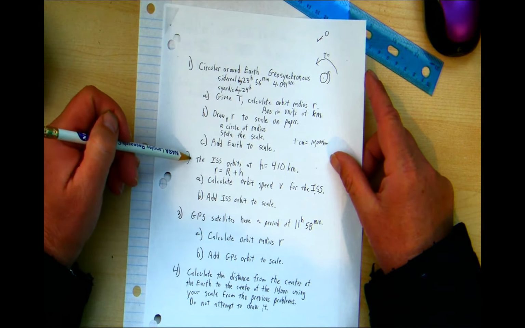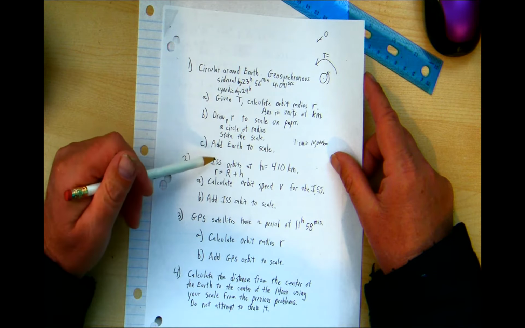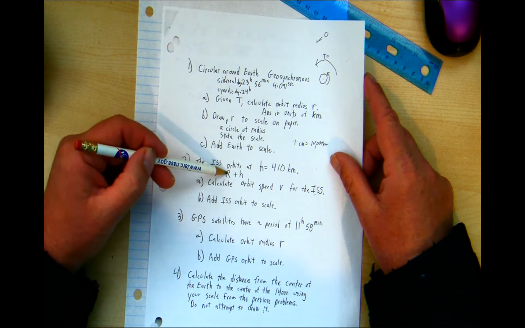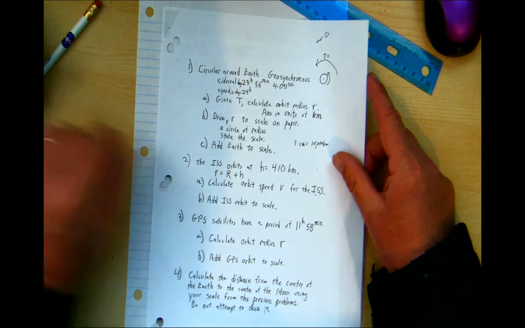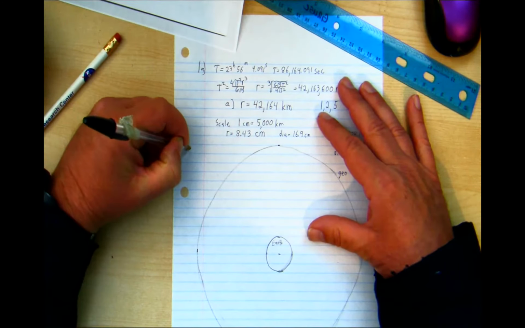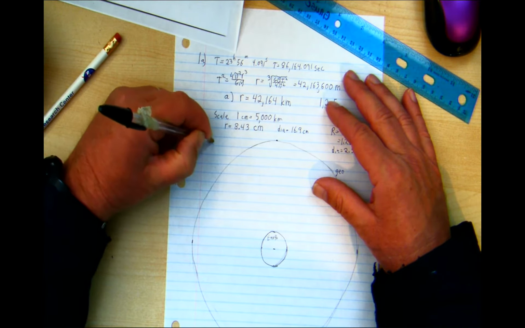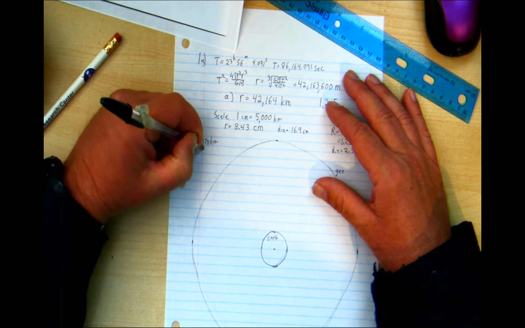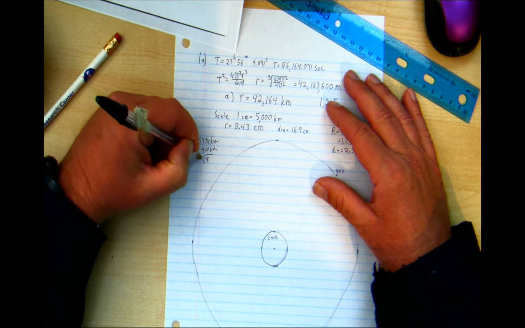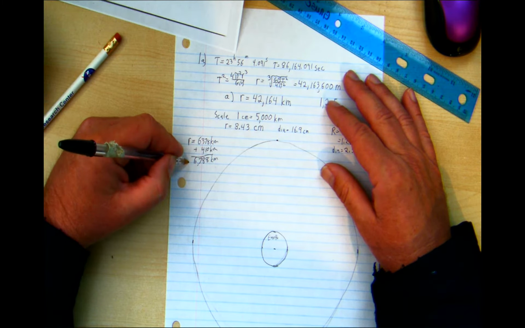Number two, the International Space Station orbits at an altitude of 410 kilometers. Calculate the orbital speed for the ISS, noting that the orbital radius is the sum of the planetary radius plus the orbital altitude. So as far as calculations go, you would say R is equal to 6378 kilometers plus 410 kilometers yields 6,788 kilometers.